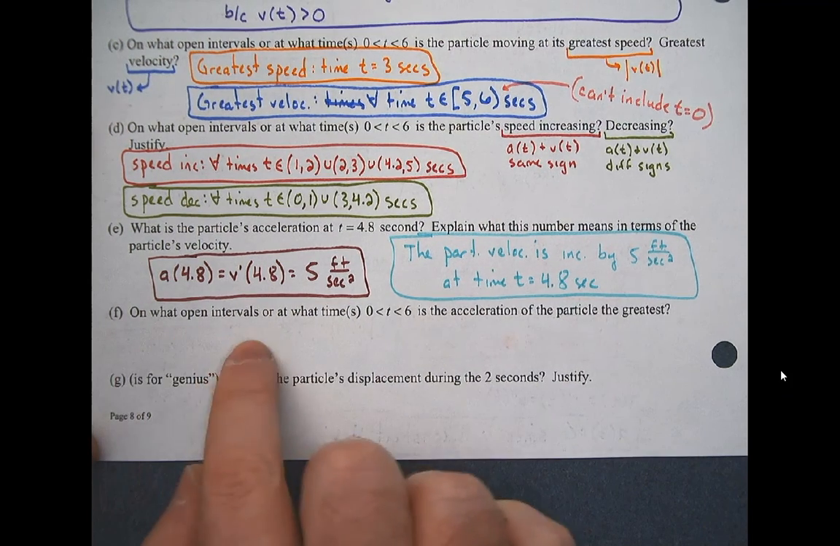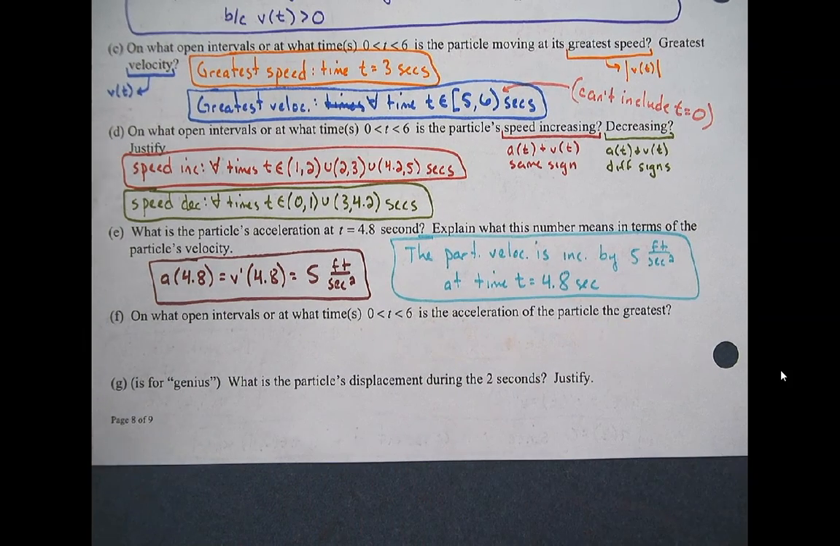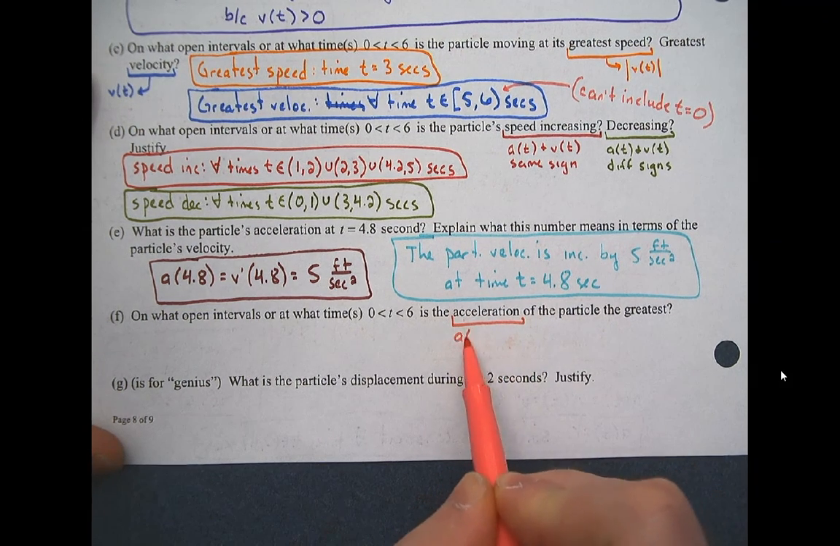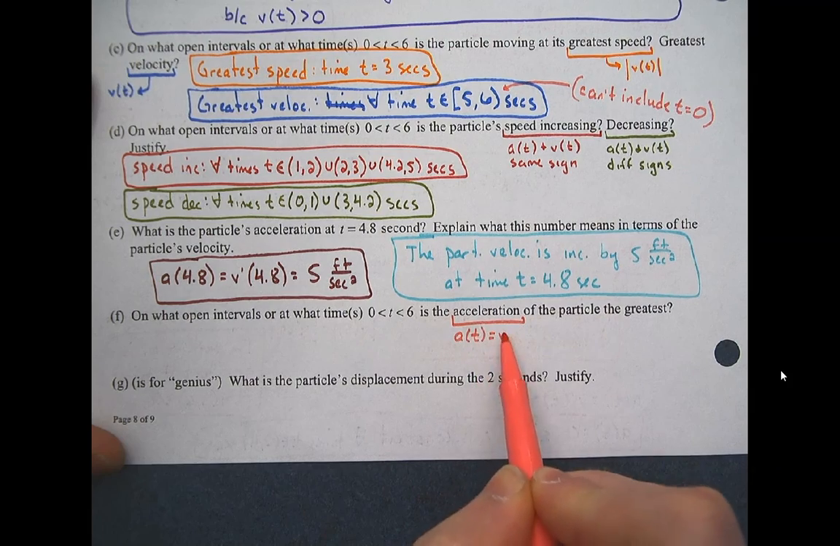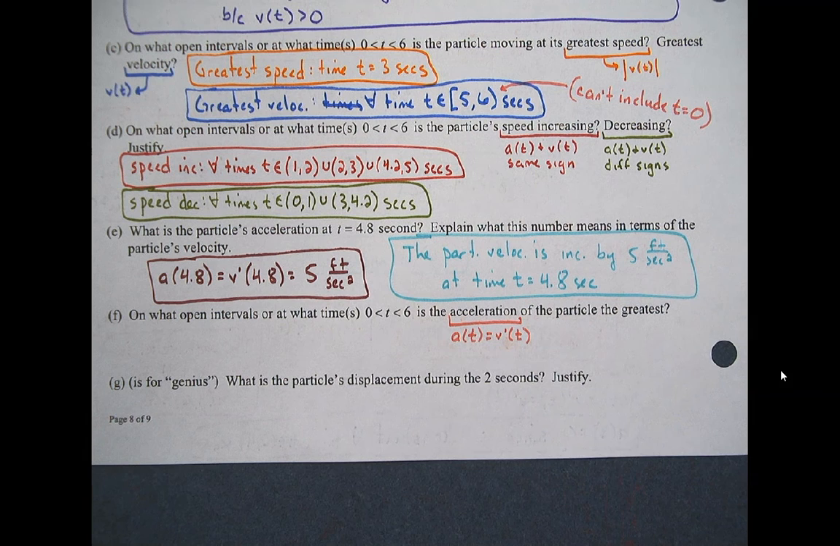On what open intervals or at what times is the acceleration of the particle the greatest? So the acceleration, again, let's leave ourselves a reminder here. The acceleration, a of t, is what? It's the slope of velocity. So we want to figure out when is the slope the biggest.